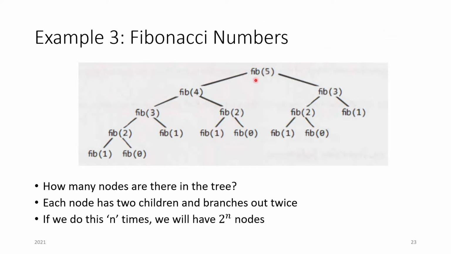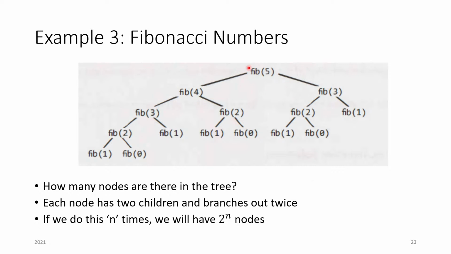Now, if we start counting how many nodes we have in the tree here, each node being represented as a function call, we'll have 1, 2, 3, 4, 5, 6, 7, 8, 9, 10, 11, 12, 13, 14, 15, right? And for every node that we have here, we have 2 children. So like fib of 5 has fib of 4 and fib of 3 here. And each node has 2 branches, no matter what, until we hit fib of 1 and fib of 0.